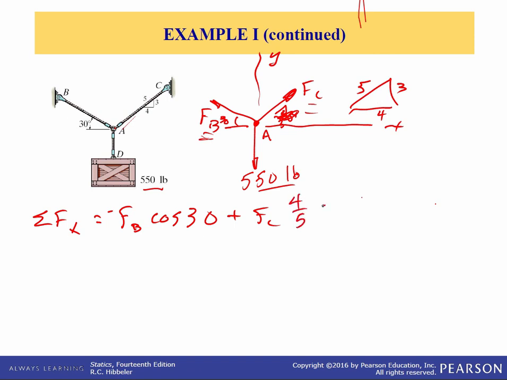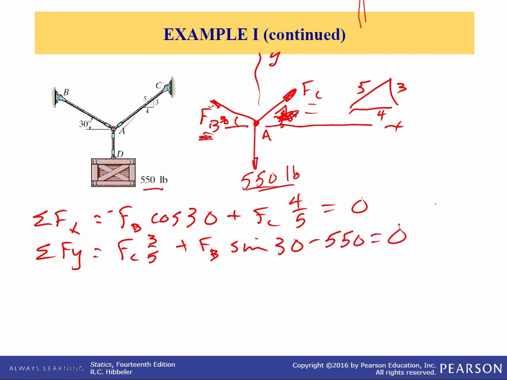So there's one equation. Now let's sum forces in the y. We have the component of FC in the y direction. It's positive, and it's times 3/5. And then we have the component of FB in the y direction. It's also positive, and it's times the sine of 30. And then we have finally the weight, minus 550. All that's equal to 0.